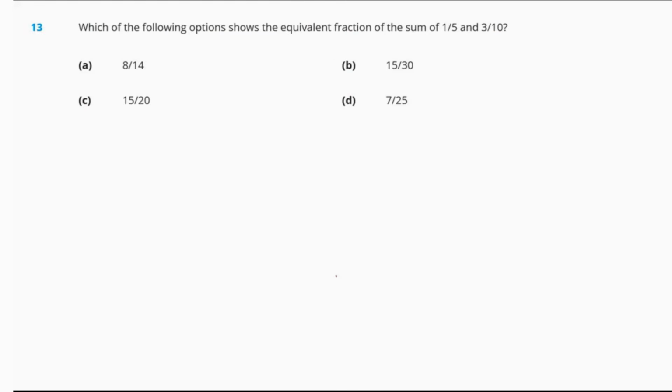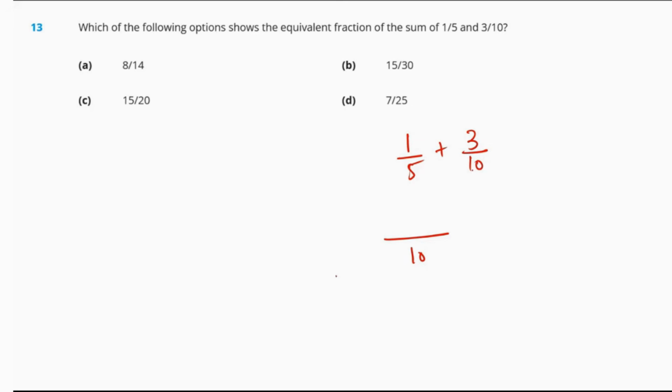Now, next is which of the following options shows the equivalent fraction of the sum of 1 by 5 and 3 by 10. Okay, so first of all, we have to do the sum for these two. So 1 by 5 plus 3 by 10. Since both of these are unlike fractions, we have to find out the sum. So how do you find the sum?